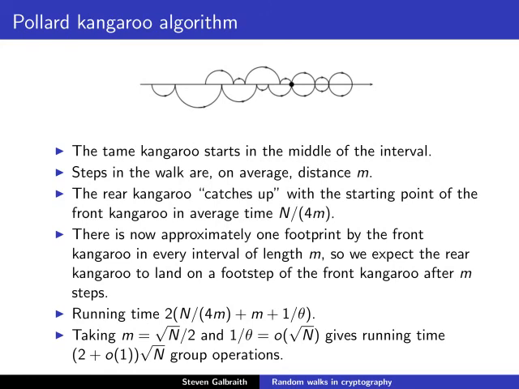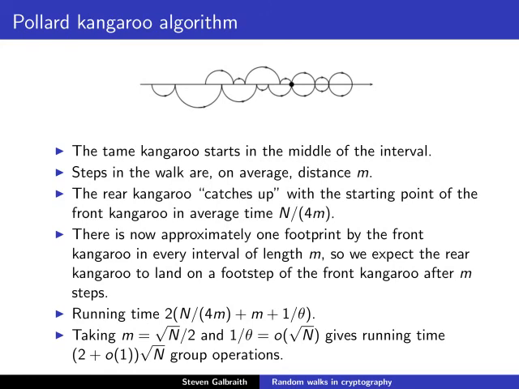So the running time of the algorithm is n over 4m steps on average for the rear to catch the front, plus another m steps for the collision to occur. And then this 1 over theta is just the extra time to the distinguished point. And there's a 2 on the front because both kangaroos have got to do this.